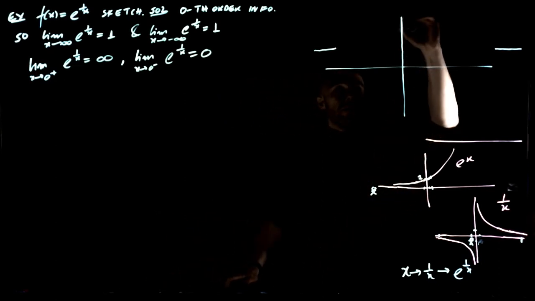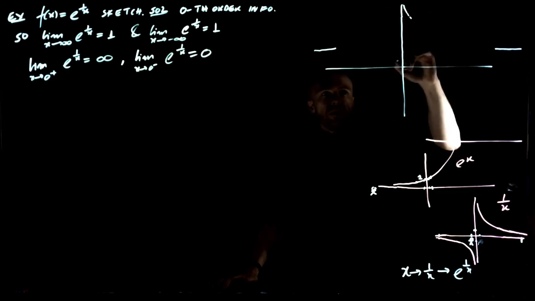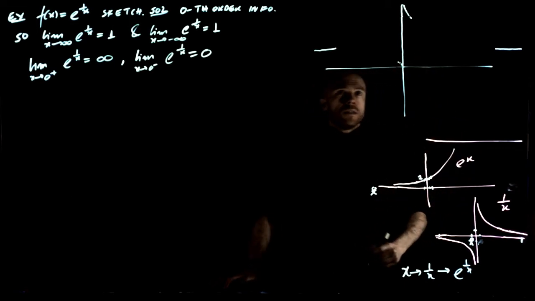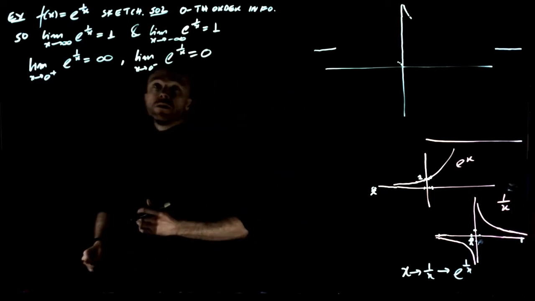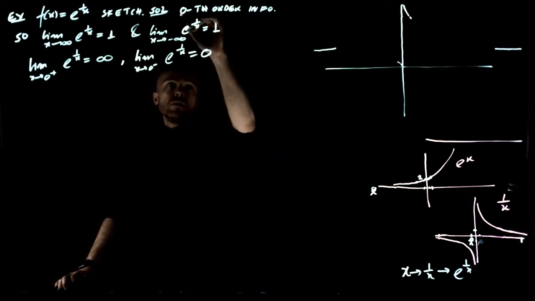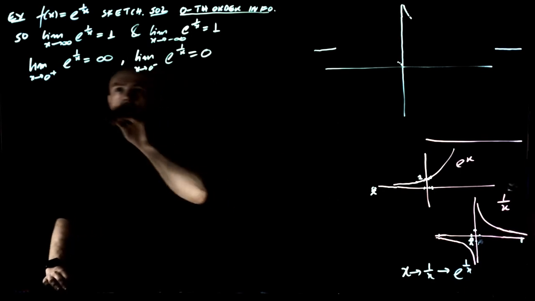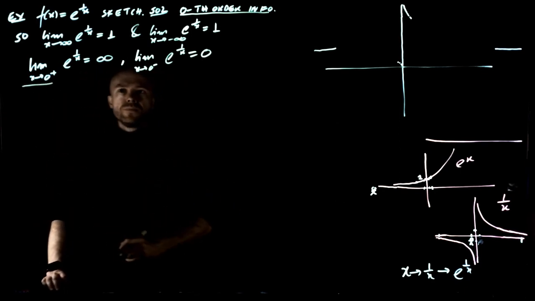So we have some information. We have a vertical asymptote way up here, and we have that somehow this is like 0 here in some way. So we have to sort of connect these pieces. All right, that's the 0th order information. Now we're going to do 1st order.